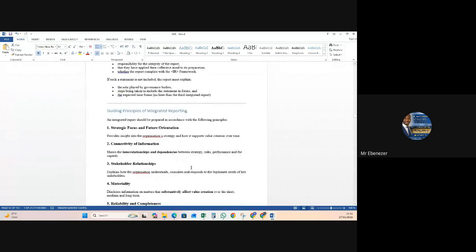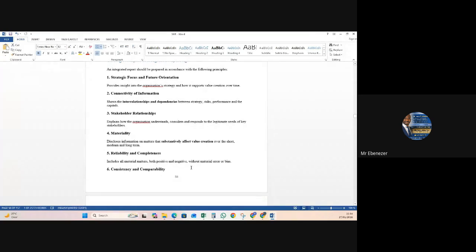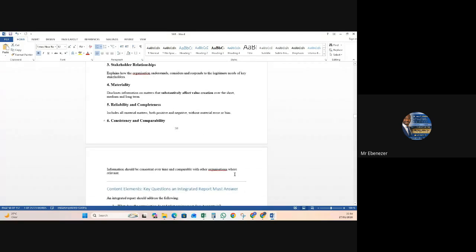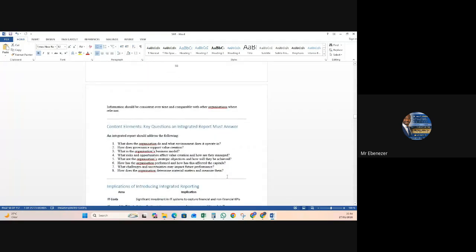Now, the principles of integrated reporting: when you're preparing an integrated report, you have to be strategically focused and future oriented. Then also look at the connectivity, the relationship between information, and the relationship between stakeholders. The materiality of that information in the reports, and how it affects value creation. Then of course, the reliability and completeness of the reports, consistency and comparability. All of these are to be looked into.